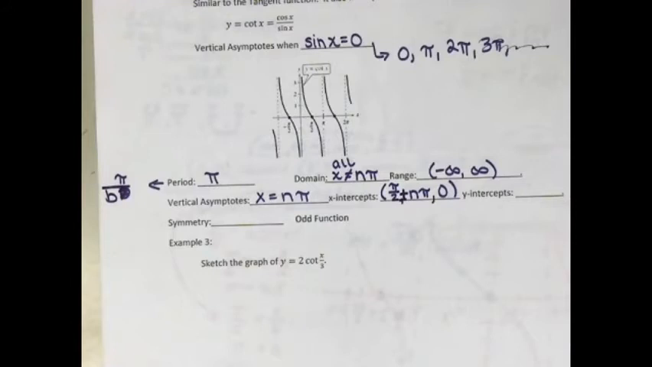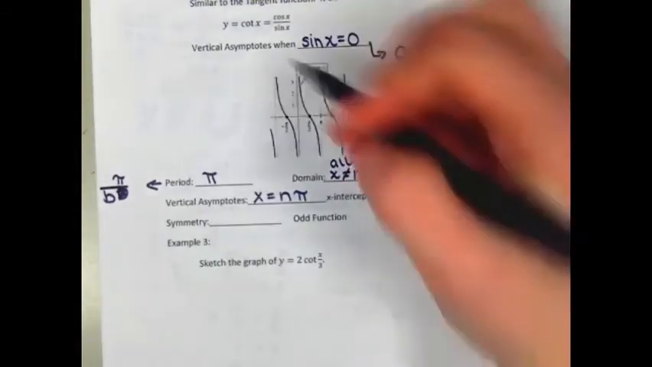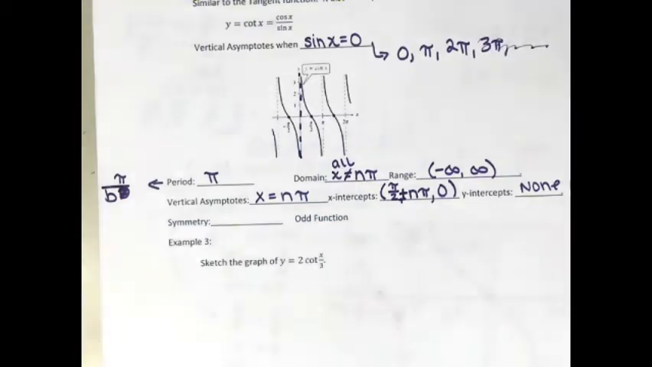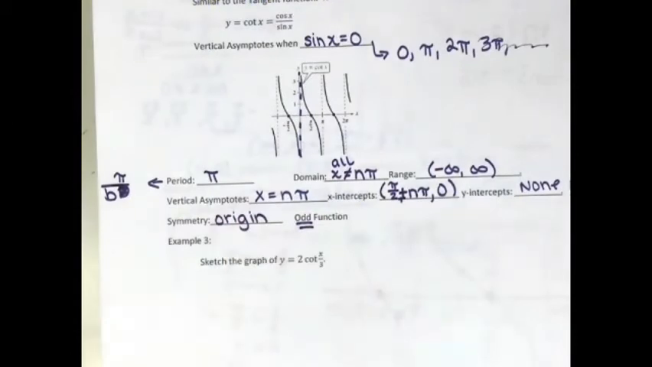Do we have a y-intercept for my cotangent? No. Why? Because we have a vertical asymptote at x equals 0. Isn't that my y-axis? So if I have a vertical asymptote at my y-axis, can I ever cross it? No, meaning I can't have a y-intercept. We are still symmetric over the origin, and again, it's an odd function.